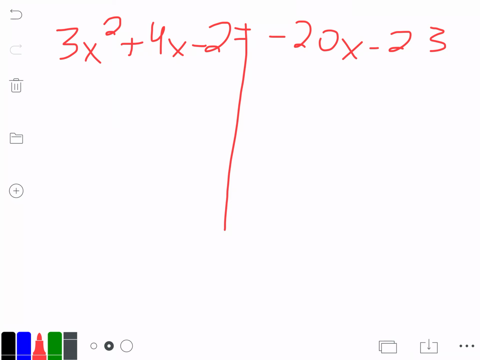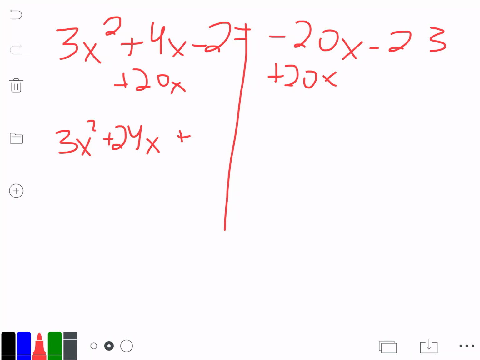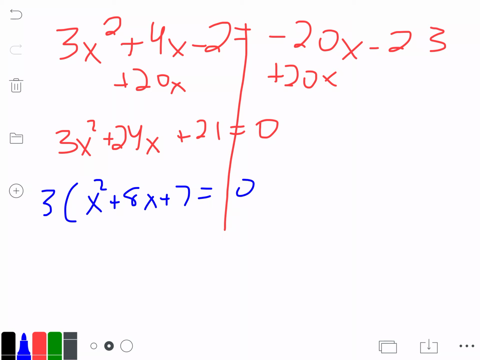So I would add 20x plus 24x, and then we're going to add 23. So we would get plus 21. So now you can, and then we'll have equals 0. So now you can actually factor this out. Let's factor out a 3 first. X squared plus 8x plus 7 equals 0.